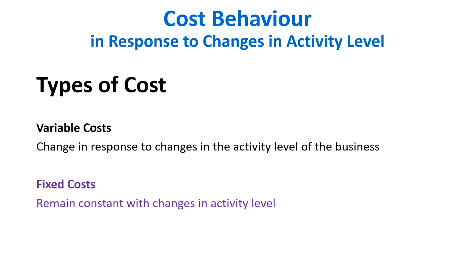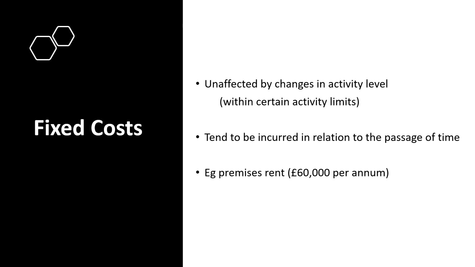Next one, fixed costs. So these costs do not change when the activity level changes. These remain constant with changes in activity level. So within certain activity limits, and we'll come back to that point a little later in the presentation, these are unaffected by changes in activity level. So they tend to be incurred in relation to the passage of time rather than activity level.